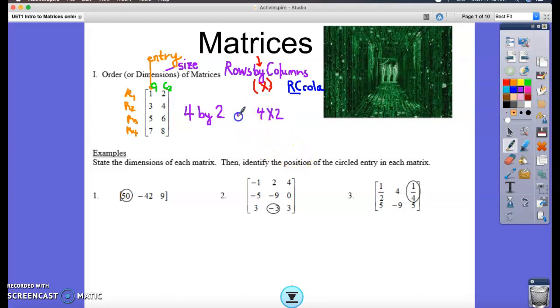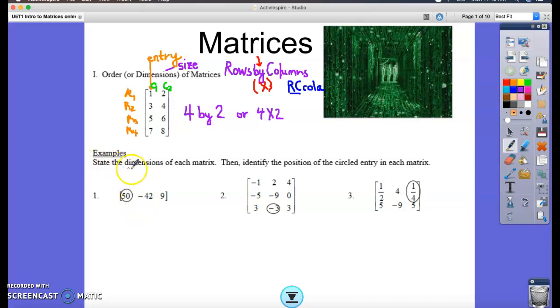All right, so I'll put 4 so you can see that there. Okay, so we're just going to do a bunch of examples of this today. Basically, we're going to be able to tell me how many rows, how many columns, and if I ask you where an entry is, you need to be able to tell me. That's our objective of this video.